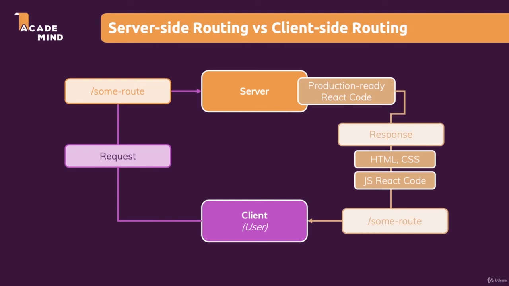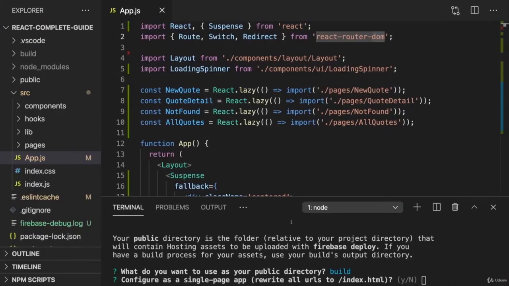So the server needs to ignore that path /some-route. This needs to be ignored, and by default, a server does not do that. Hence, you need to configure your server so that it does do that. And you will need to look up the documentation of your specific hosting provider to find out how you configure it there. In the case of Firebase, it's very easy because they ask you whether you want to ignore that.